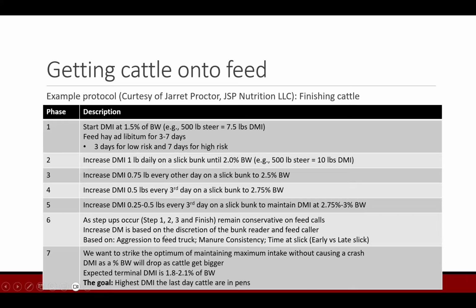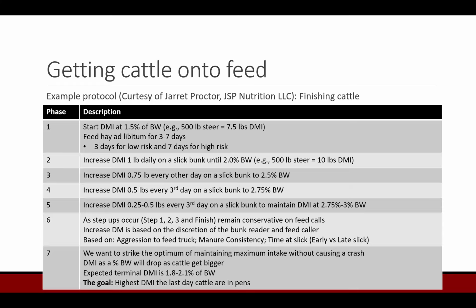So you want to increase dry matter intake, so dry matter allocation, and this needs to be based on, we'll talk more about this on Thursday, really the discretion of the bunk reader and the feed caller, okay? So they're going to look at aggression of cattle to a feed truck. So how aggressively are they getting up to go eat whenever they're coming to a feed truck? They're going to be looking at manure consistency. So we'll talk about that Thursday as well, fecal scoring, okay?